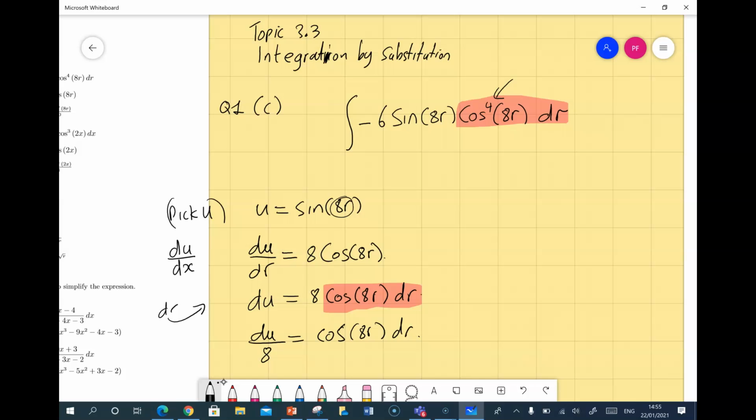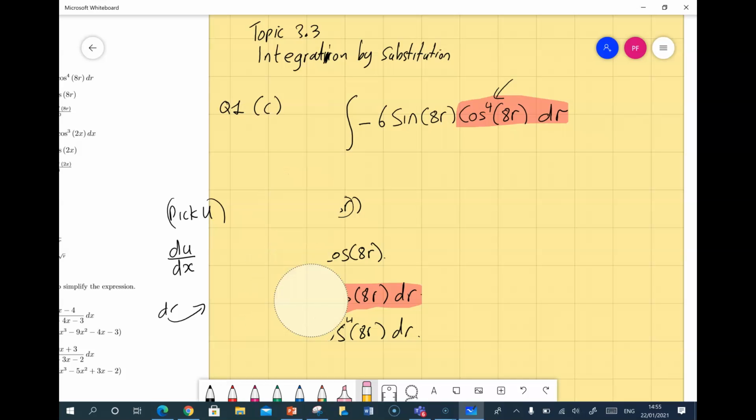So I'd have to do some fancy stuff. I'd have to do all of this to the power of 4 as well to make it the same, and that's just very, very messy altogether. So it's okay to make that mistake, pick the wrong u, just spot that things aren't working out, and then go back and check again. So I'll just clean that up, I'll pause, and I'll begin again with the correct u.